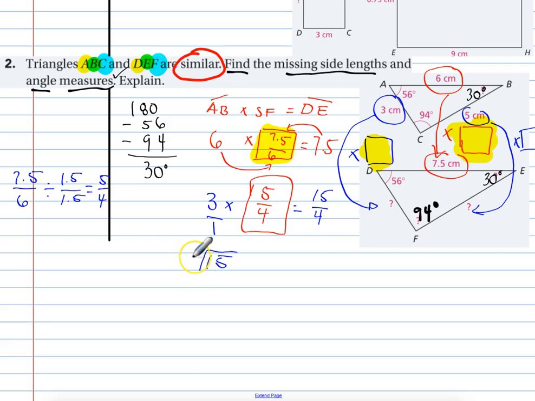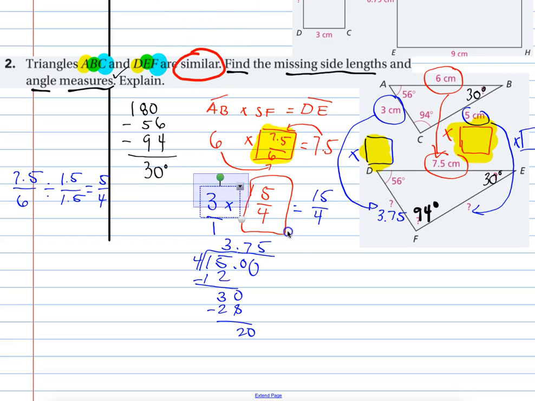15 divided by 4 gives me 3, and I can get 12, subtract, and have a remainder of 3, and I can add a decimal and a 0. 4 goes into there 7 times. 7 times 4 is 28. Subtract, get 2, bring down 1 more 0, and I get 5. 3.75 centimeters. So this one is going to be 3.75.